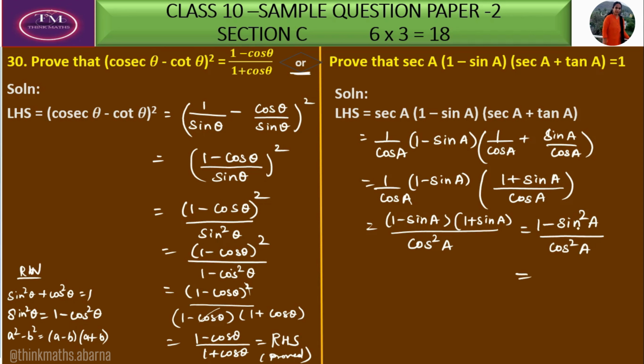So what is 1 minus sine square? In the same way, if we keep the cos square as such and bring sine square here, you will get 1 minus sine square. So 1 minus sine square will be cos square. So it is cos square A divided by cos square A. Both get cancelled and the answer is 1, which is nothing but RHS. And we have proved LHS equal to RHS. Okay.